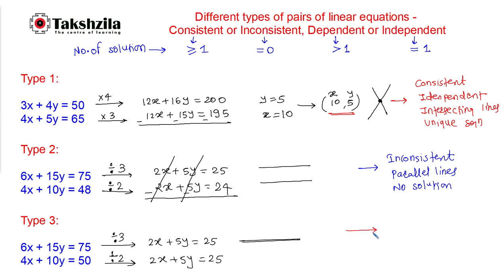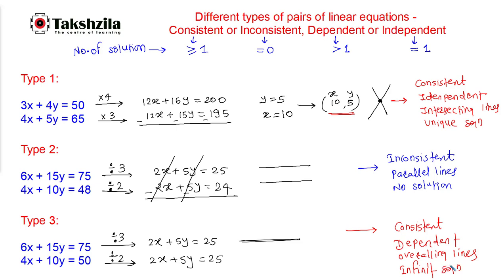So this type 3, is it consistent or inconsistent? It is consistent, as the number of solutions is infinite. Is it dependent or independent? It is dependent, because the number of solutions is greater than 1. Now they represent which kind of lines? They represent overlapping lines. And how many solutions are there? There are infinite solutions.